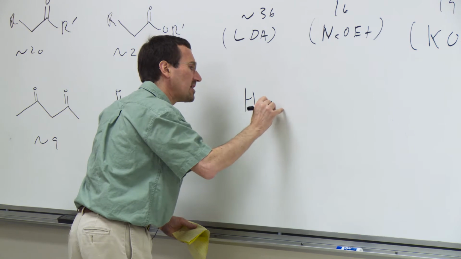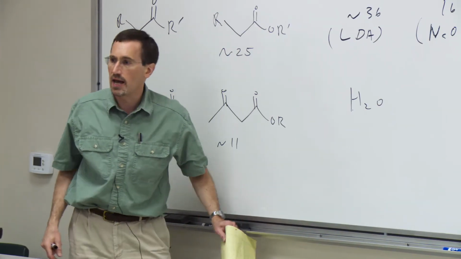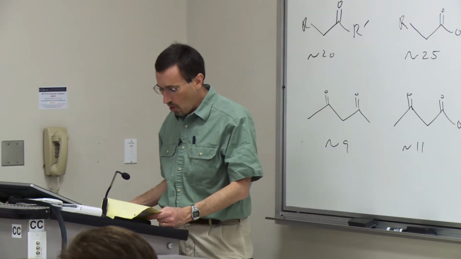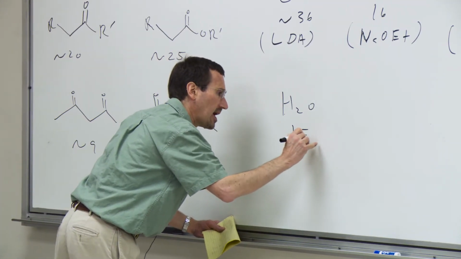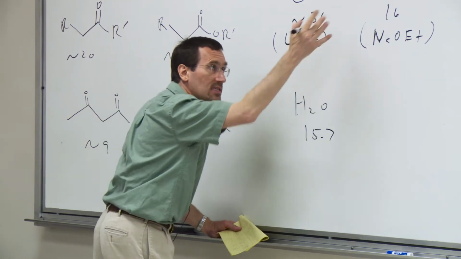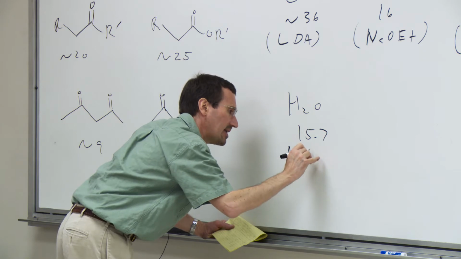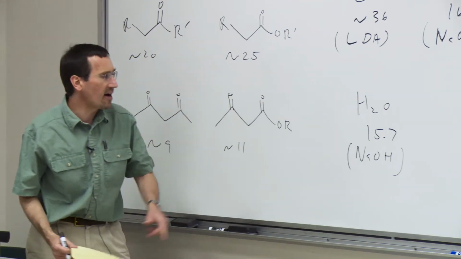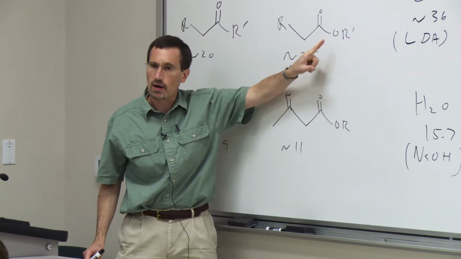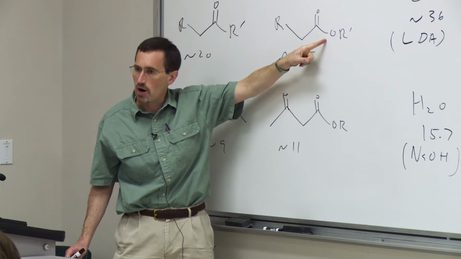All of these bases, the ethoxide, tert-butoxide, methoxide, are all related to water and hydroxide. Water has a pKa of 15.7, essentially the same as ethanol. Sodium hydroxide is another go-to base. Obviously, if I take it with an ester, I'm going to saponify. I'm going to hydrolyze the ester to the carboxylate.